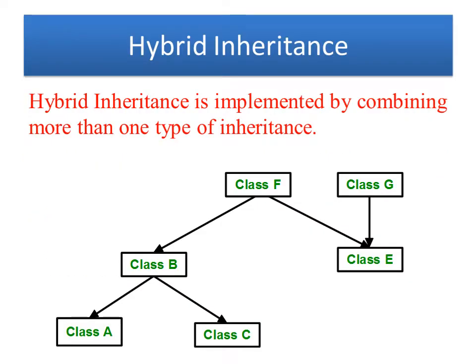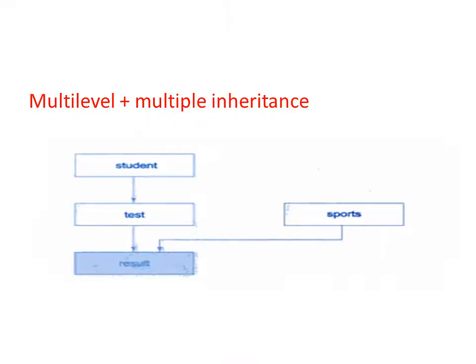Next we shall see hybrid inheritance. It is a combination of two or more types of inheritance which we have seen earlier. This is an example diagram showing the implementation of hybrid. This hybrid inheritance may involve either multiple or multi-level inheritance. We can combine those two inheritances and implement the hybrid.